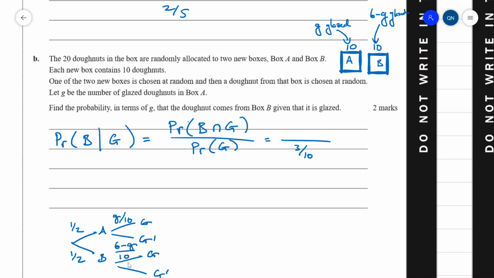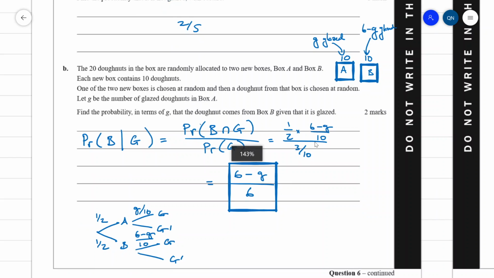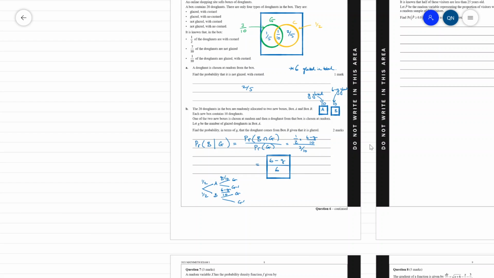Now we want B intersect G. That's going to be a half times 6 minus G on 10. So it's a half times 6 minus G on 10. What is that going to be? Let's multiply the top and the bottom by 20, just to cancel out with that 2 and the 10. So that's going to give us 6 minus G divided by, what's 20 times 3/10? Well, that's going to be 6. And I'm quite sure that's the final answer. So 6 minus G on 6. I don't know how you would think of that question though.